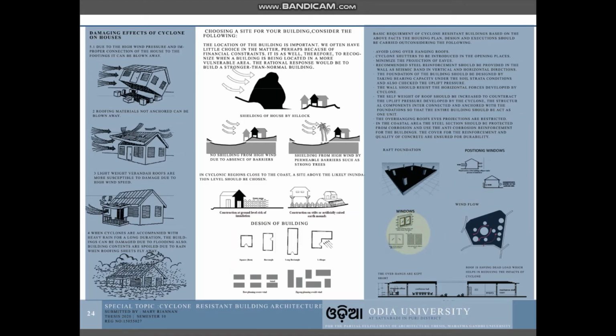The structural members in the wind flow direction are made stronger. The buildings are placed in such a way that they do not restrict the wind flow, and the building height is kept below 15 meters.